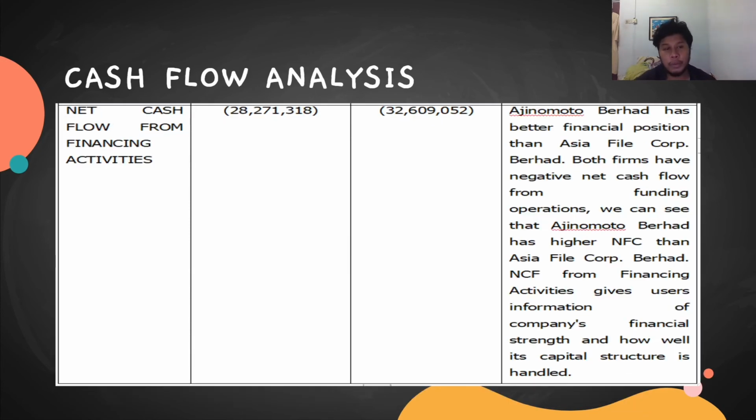And the last one is the net cash flow from financing activities. Both companies have a negative net cash flow from financing activities. But in comparison, Ajinomoto Berhad is doing slightly better compared to Ashafa Corporation, which indicates that Ajinomoto Berhad has a stronger financial strength and a better capital structure and handling of capital.